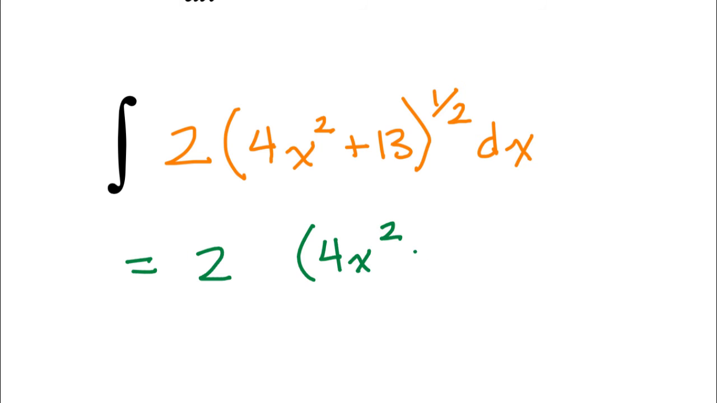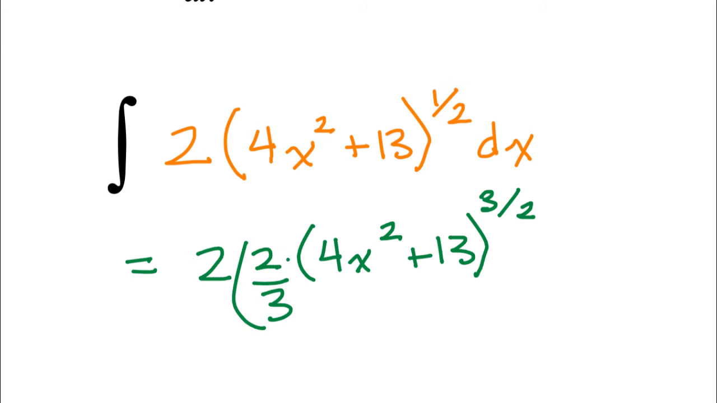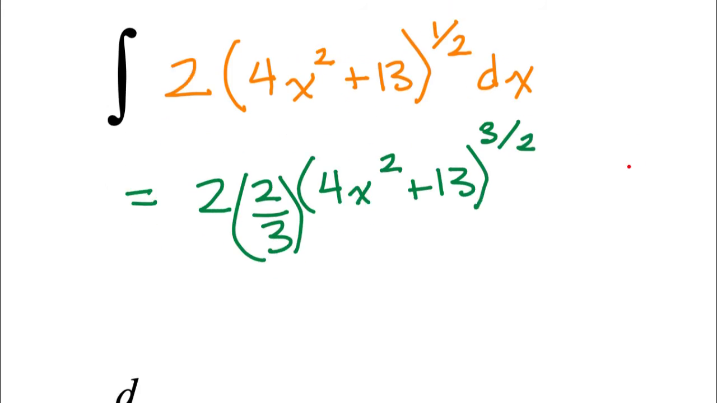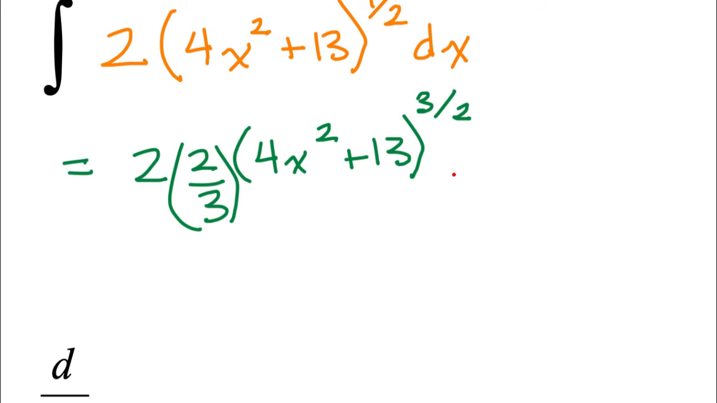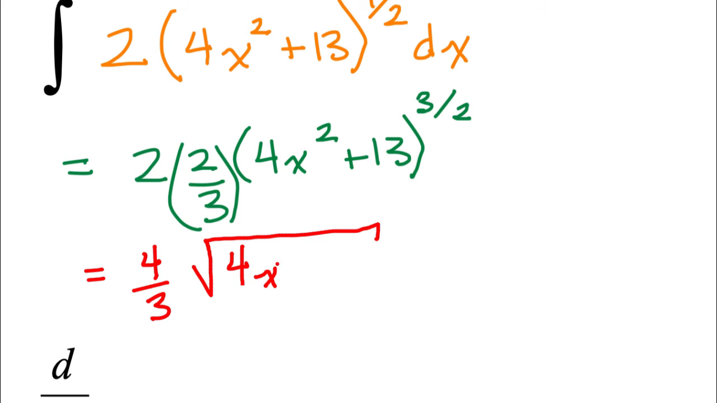4x squared plus 13, no longer to the power of 1/2, but 3 halves. I'm adding 1 to it. Divide by 3 halves is the same thing as multiplying by 2/3. And I just need to simplify this in terms of radical, in terms of the fraction. So my final answer is 4/3. And this is now going to be the square root of 4x squared plus 13, all of this 4x squared plus 13 to the power of 3.